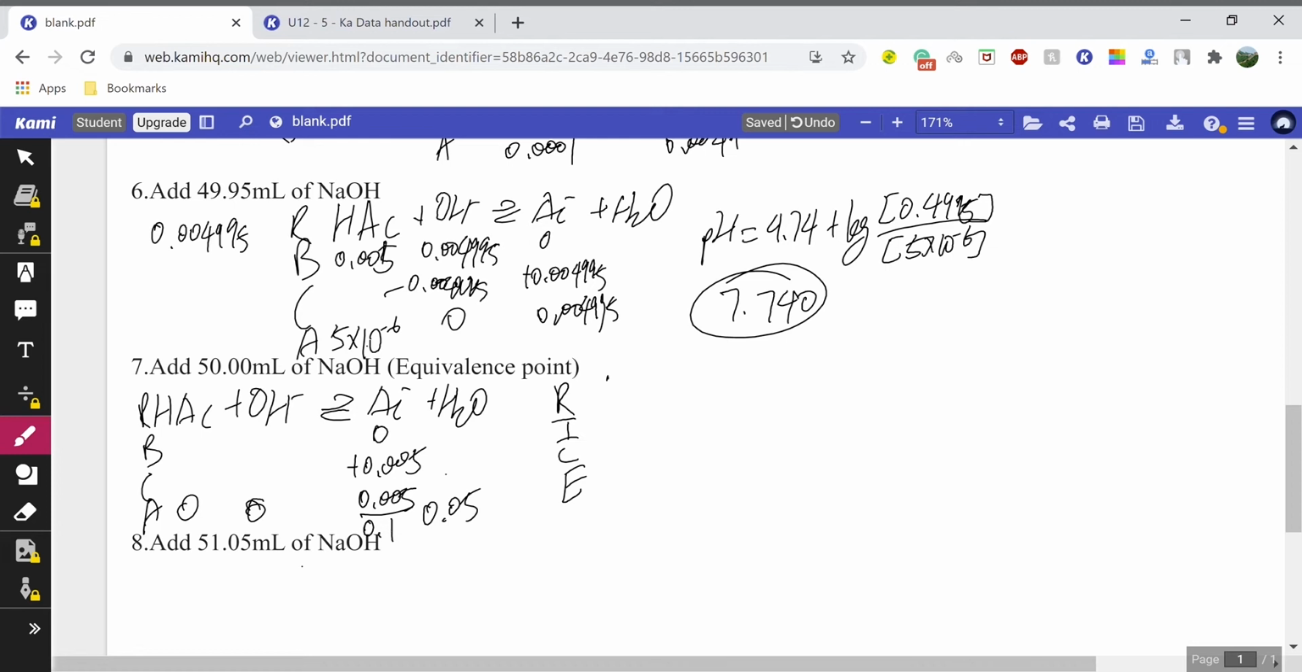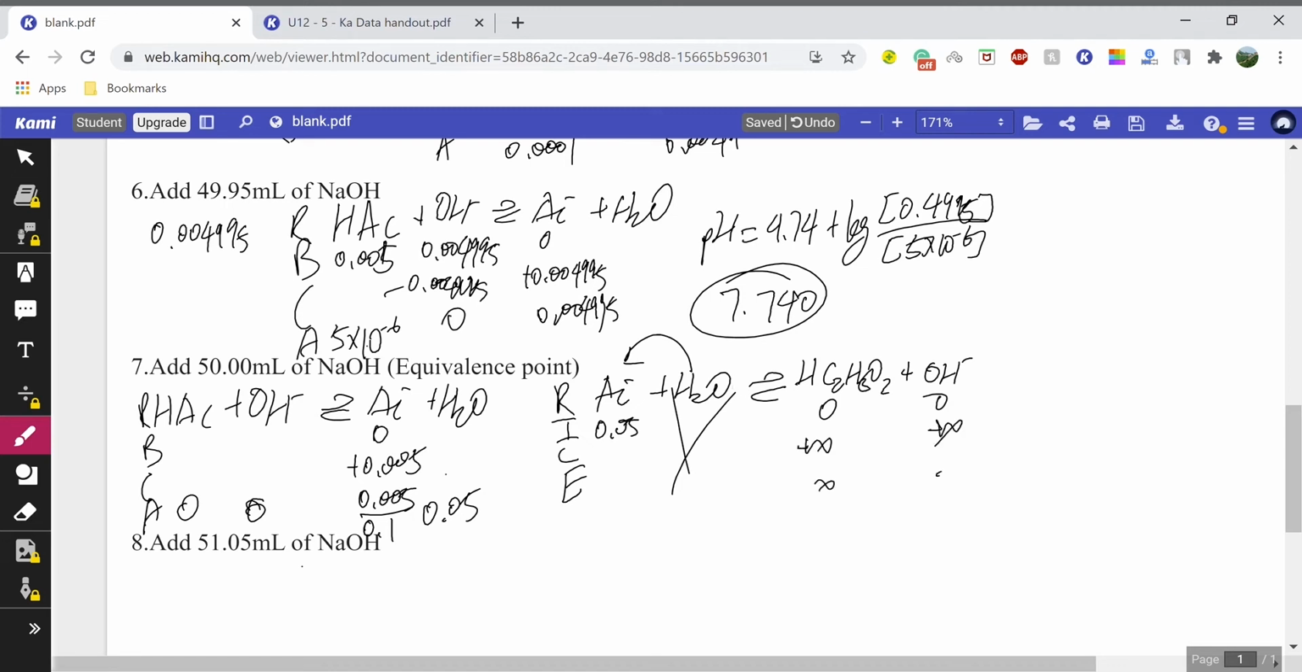So now we're going to do AC minus plus H2O, our only solution left, plus water, which will form HC2H3O2 plus OH minus. So this is going to be AC minus, and this water is going to be donating a proton. So AC minus will be 0.05. It's going to be 0, 0, plus X, it's going to be X, minus X, minus X, and 0.05 minus X.